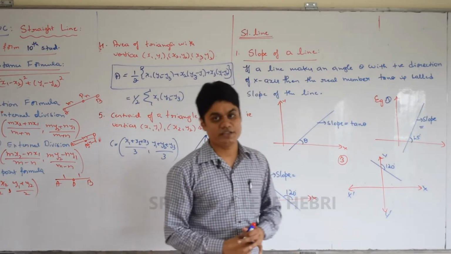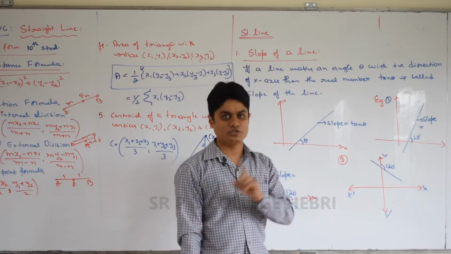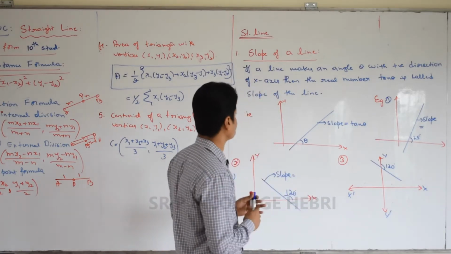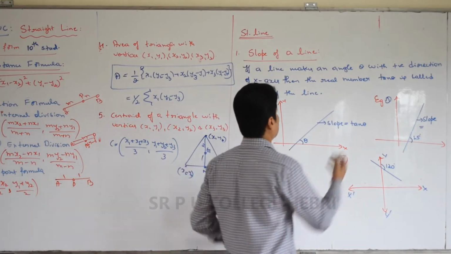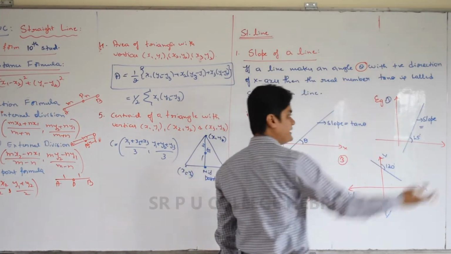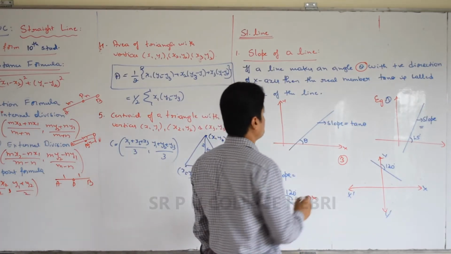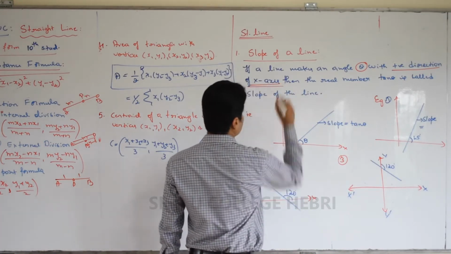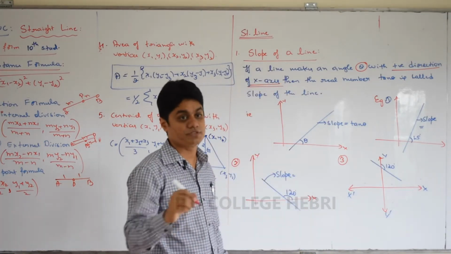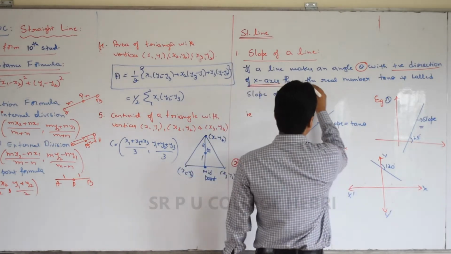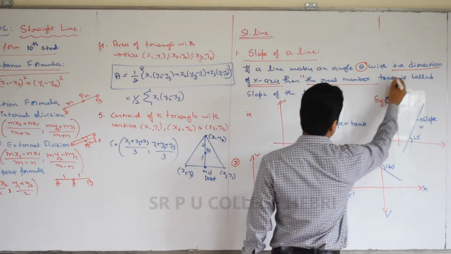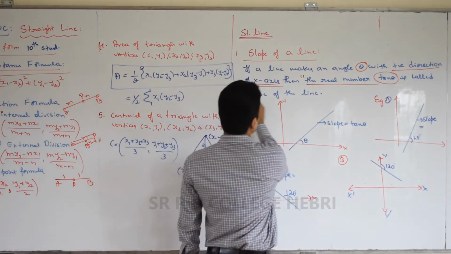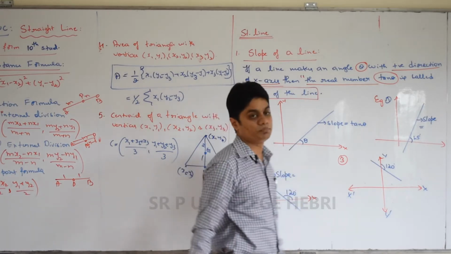You may get a question in the exam: define slope of a line and find the slope of the line. So there are chances of such a question. When asked for the definition, you have to write it like this. Listen carefully. If a line makes an angle theta, maybe radian or degree, whatever, it's not mentioned here, with the positive direction of x-axis, then the real number tan theta is called the slope of the line.